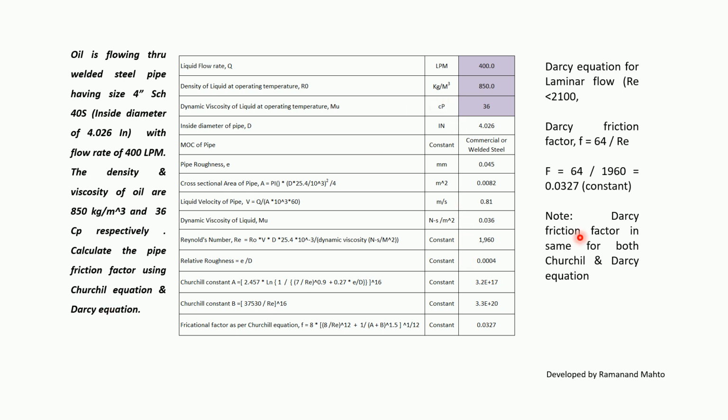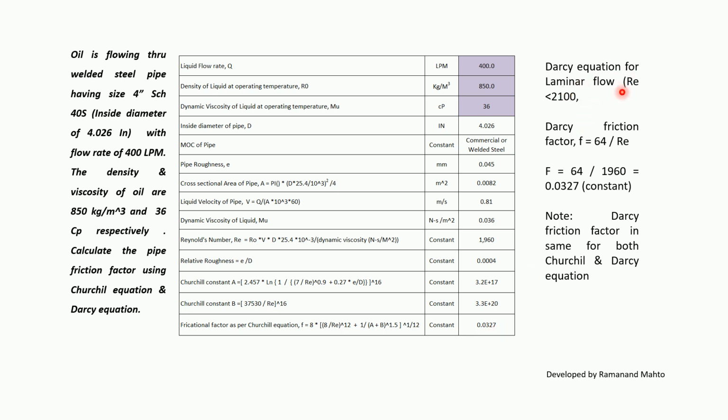So this is the Churchill equation and this is the Darcy equation for laminar flow. So Q is 400, rho is 850, mu is 36 now. So based on the calculation, it is coming 0.0327.